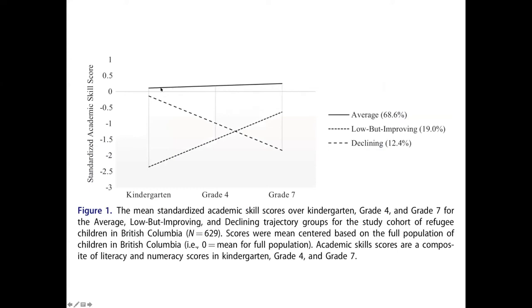And what you see here at the top is a trajectory that's fairly even. They're average, above average, they're doing fine. And they keep doing fine if you follow them from kindergarten all the way to grade 7. Then there are other children that start off doing okay, about average, but then they fall behind. So we call them the declining group. And then there's a group that doesn't look so strong when you look at their EDI scores early on, but over time they catch up. They start low, but they're improving.